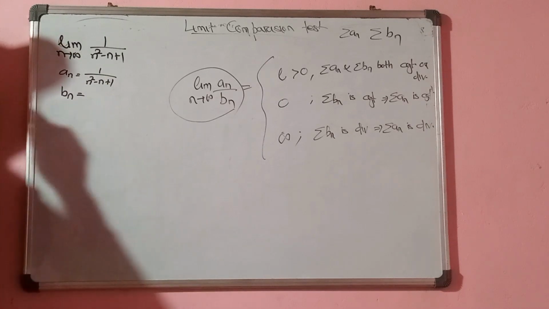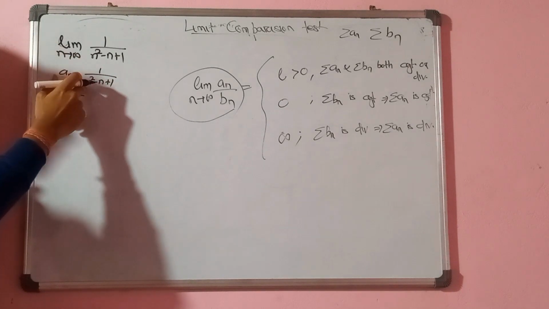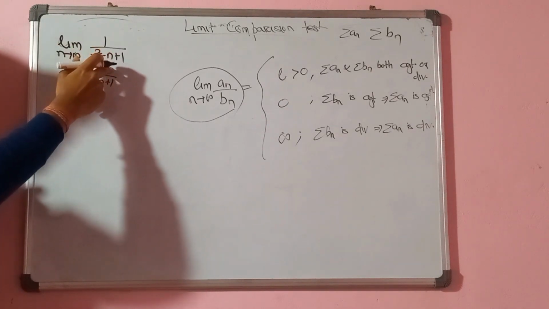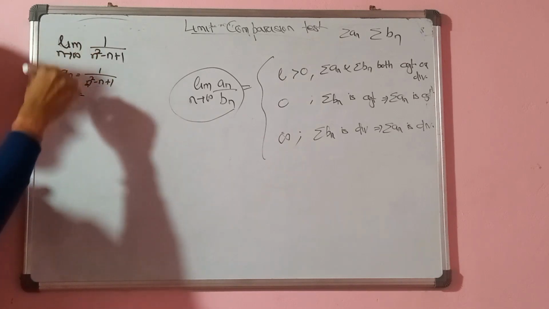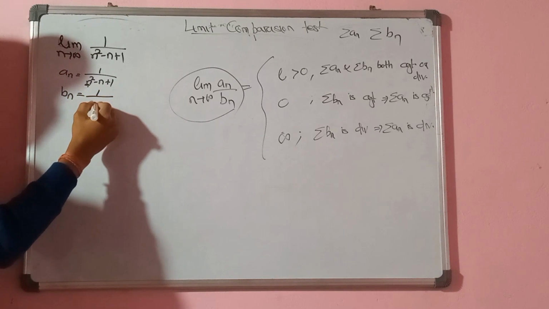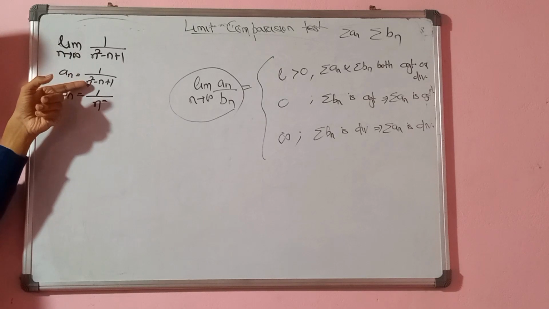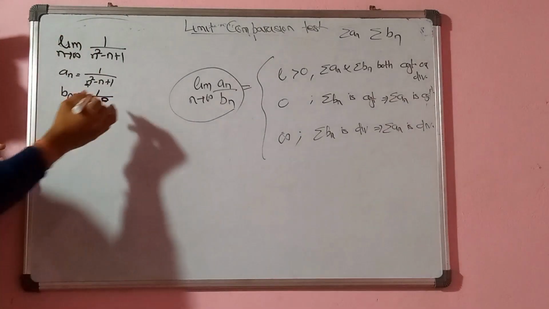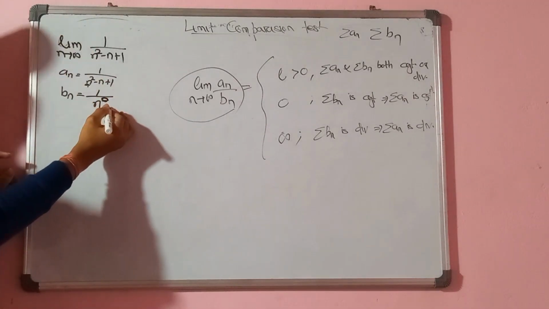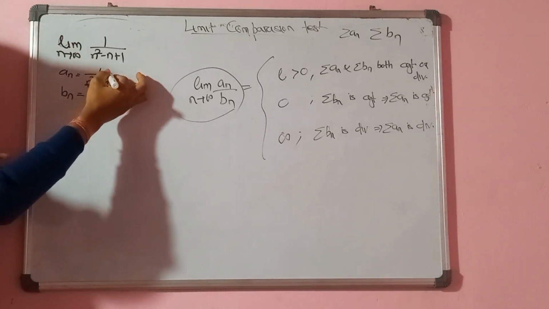See here, if the power of n in the denominator is more than the power of n in the numerator, always consider Bn as 1 by n to the power of something. Yes, if my power of n in the denominator is more. So what will this number be? How can you find it? Always take the difference between the highest power in the denominator and the highest power in the numerator.